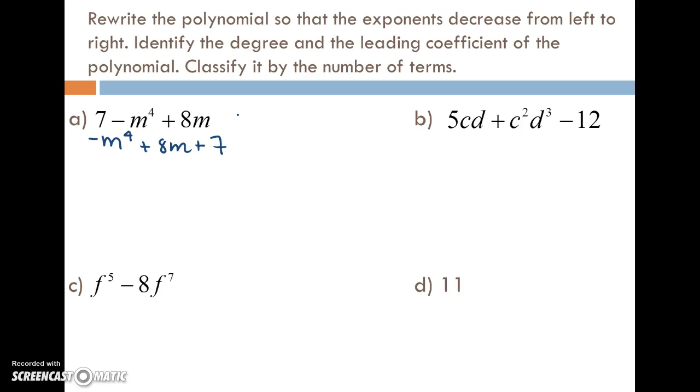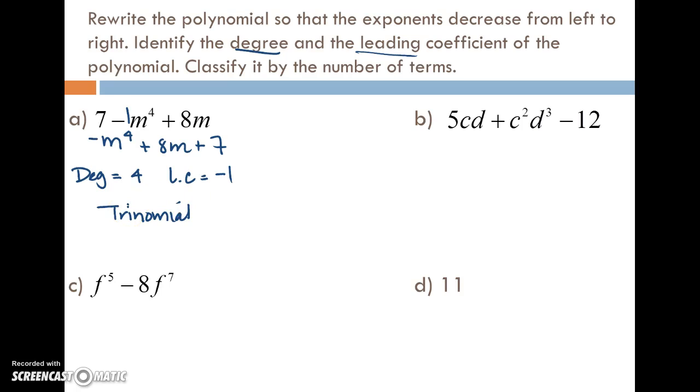The other thing they want me to do is to identify the degree of the polynomial. Remember, the degree is the highest exponent, and my highest exponent for this one is 4. My leading coefficient, LC. Leading means that it starts off. So once it's in standard form, what's starting this off? Coefficient is the number in front of the variable. It doesn't look like there is anything there, but remember, if they don't give you a number in front of it, it's a 1. So my leading coefficient is negative 1. And now to classify this by the number of terms, there are 1, 2, 3 terms. Therefore, this is a trinomial.